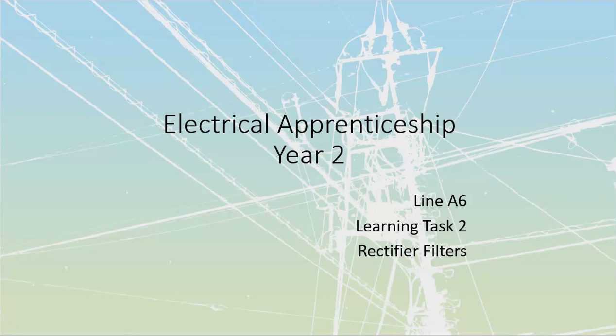Line A6, we're in Learning Task 2, where we're going to talk about rectifier filters. Now, there's two main types of filters, and the book doesn't really give us much clarity between the difference of those two. We are either trying to filter out stuff, so we're going to have what we refer to as frequency filters, which are also going to be built out of RLC type of circuits.